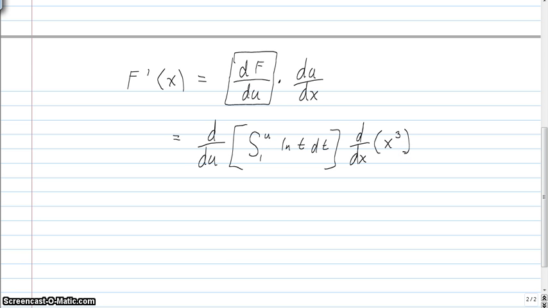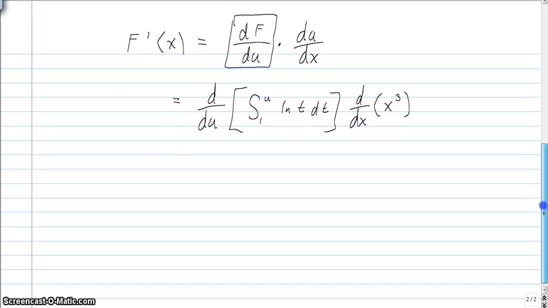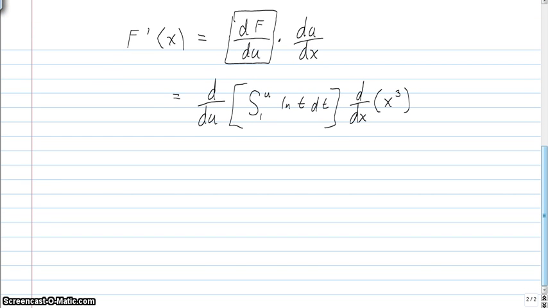I don't know if this makes any sense. You can make all sorts of substitutions until you're confused and looking cross-eyed, but I think this works. I think this is the appropriate way to write it. So this derivative of u with respect to x is here, derivative with respect to x.